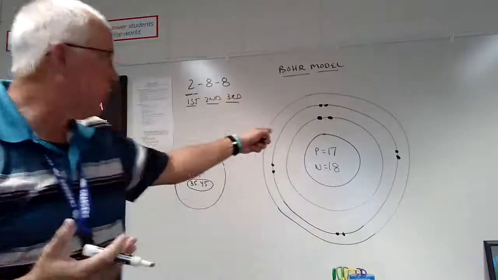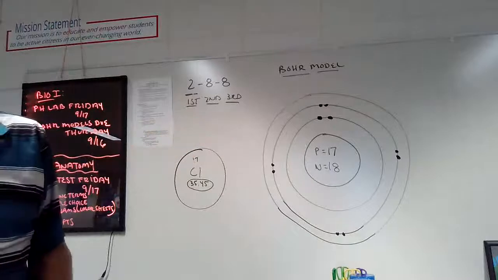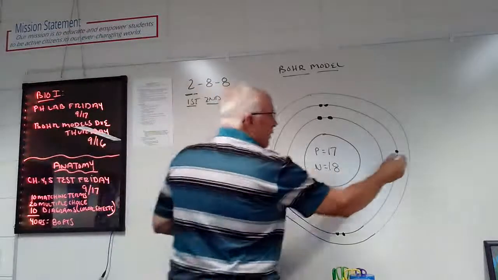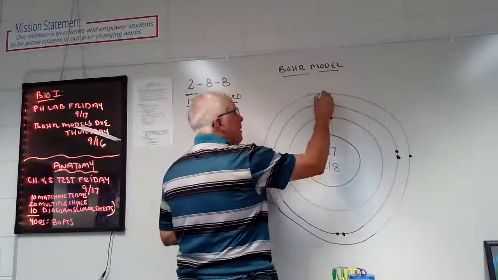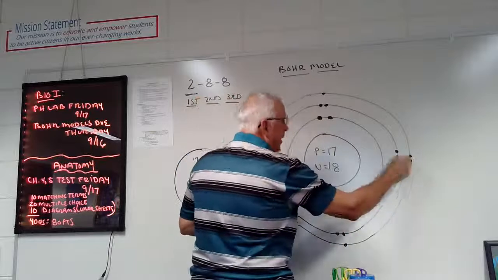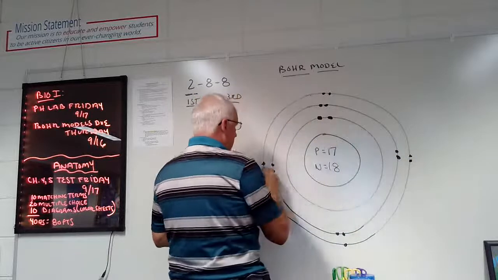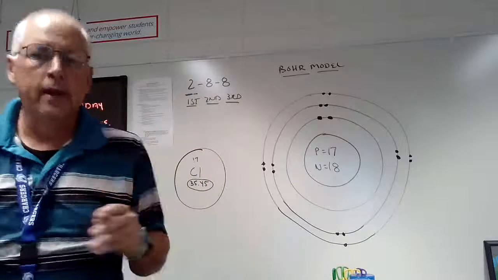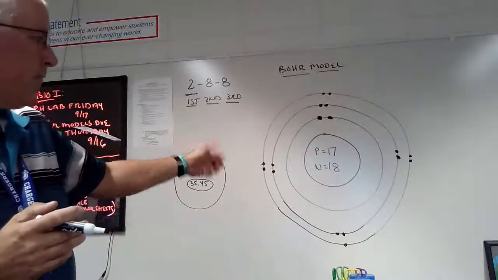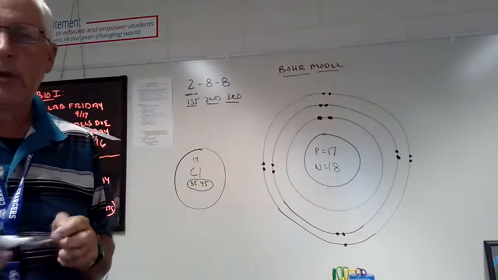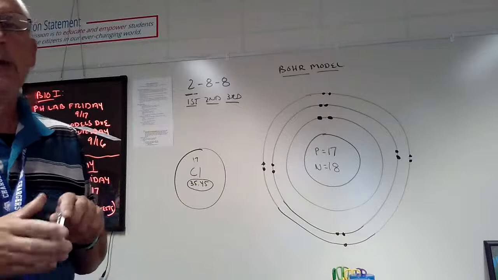I got 2 in the first orbit, 8 in the second orbit. I still need 7 more, right, to get to 17. So I start over here and I go 1, 2, 3, 4, 5, 6, 7, and I'm done. I have my 17 in. This would be 1 valence electron short, so we'd probably go out and try to find that from somewhere and share it with somebody.